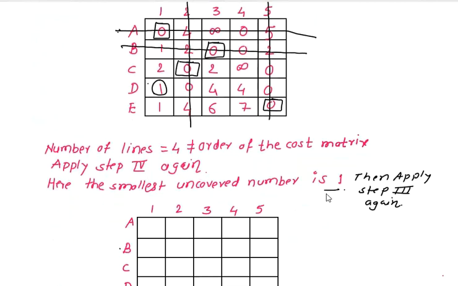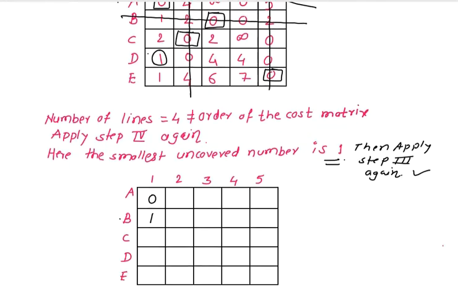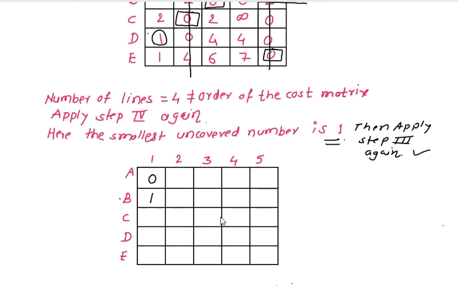The smallest uncovered number is 1. So apply step 3 again. So 0 and 1 as they are. From the uncovered numbers we subtract 1. So we get 2 minus 1, 2 minus 1, 1 minus 1, 1 minus 1.